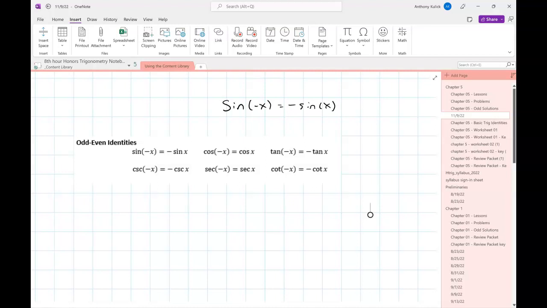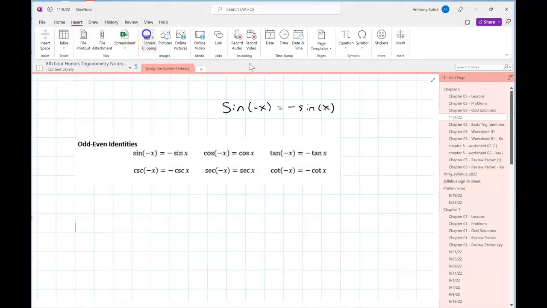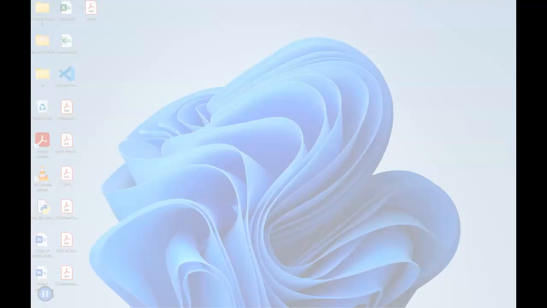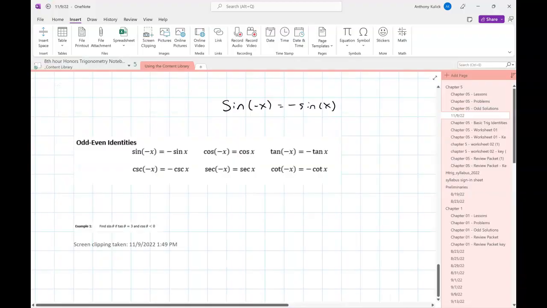Anyways, let's do some examples now of how we're going to use this stuff, right? As long as I got the thing open, let's just do some screen capping.